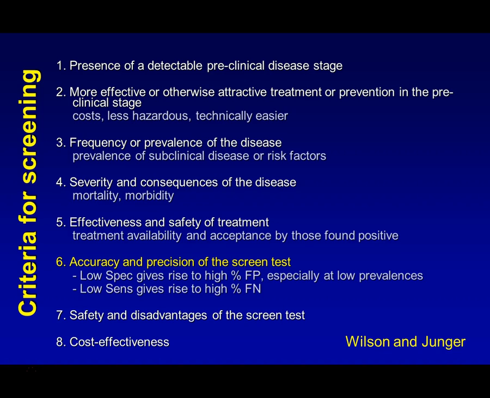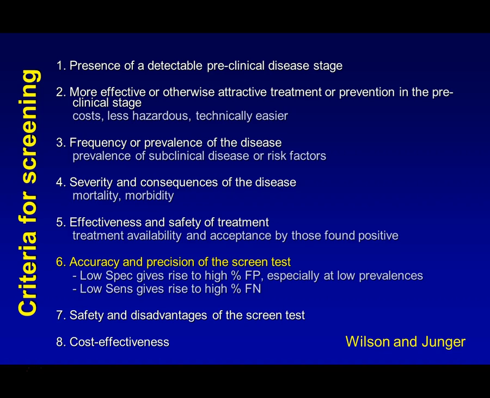It means that the criteria for screening are diverse. There should be a presence of a detectable preclinical disease stage. It should be more effective or otherwise attractive treatment or prevention in the preclinical stage as compared with the clinical stage. And then we consider costs. It should be less hazardous or technically easier.